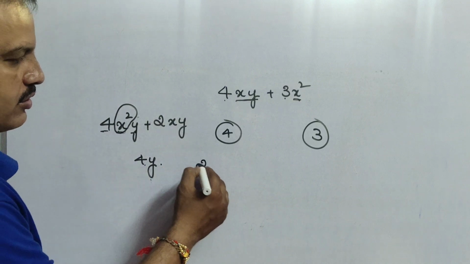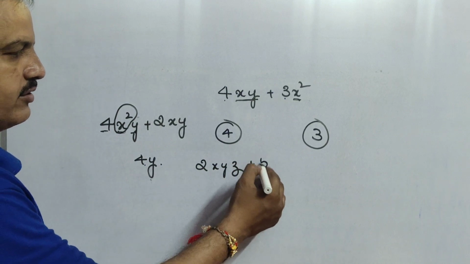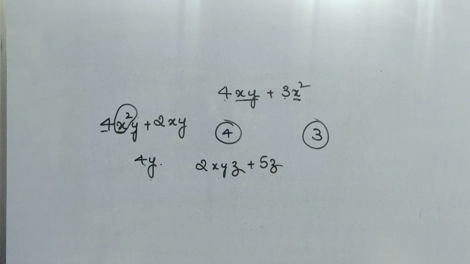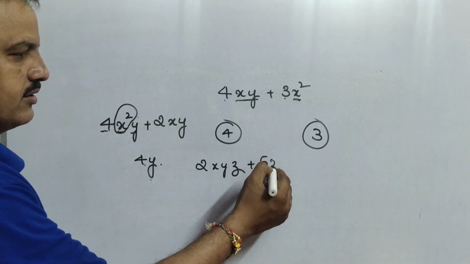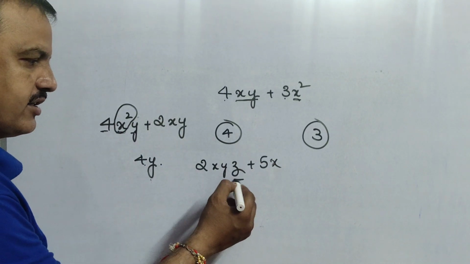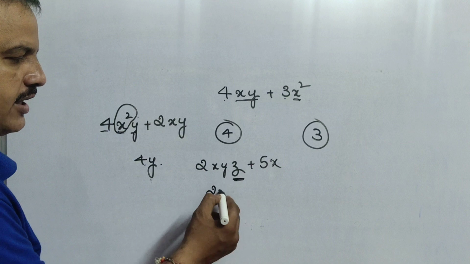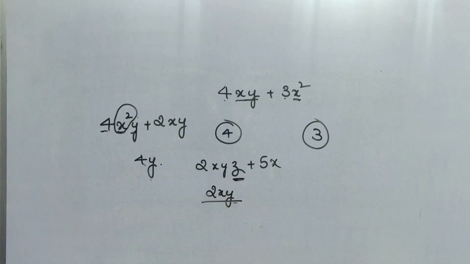Suppose the question is 2xyz plus 5z. If they ask the coefficient of z, that means you leave the z and write the remaining. So 2xy is the coefficient of z. Like that. Now I will give you some more examples based on that, which is example 2.